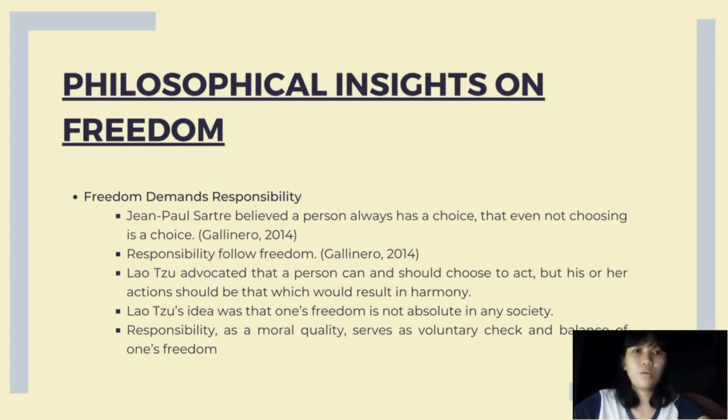Lao Tzu's idea was that one's freedom is not absolute in any society. There are factors that are beyond our control, which have the potential to rule our life. Responsibility as a moral quality serves as a voluntary check and balance of one's freedom. Without the proper balance, unrestricted independence may be just as hazardous as a tightly controlled social organization. Such extreme ideas have resulted in significant societal injustices.